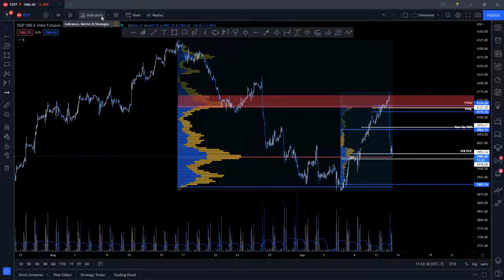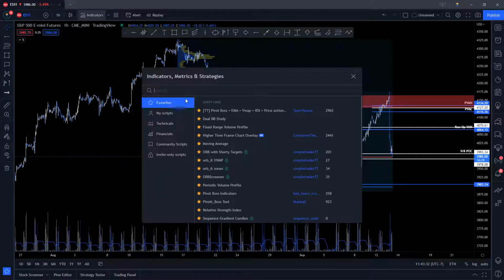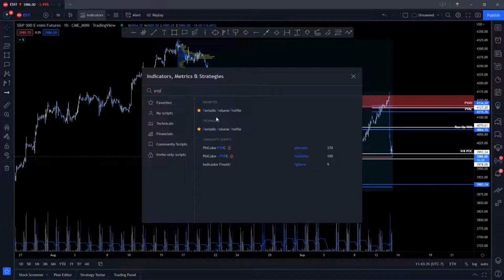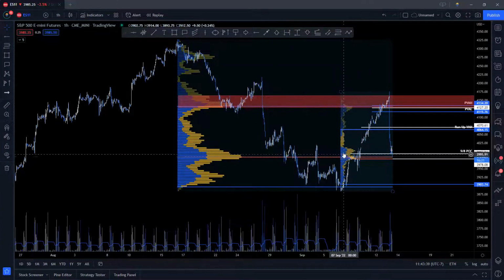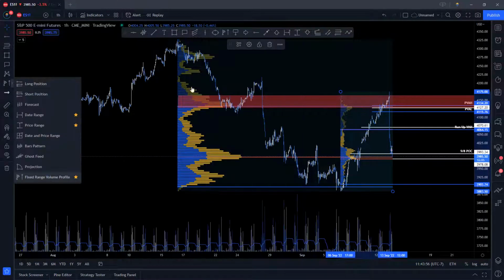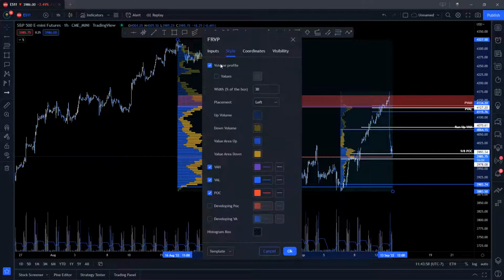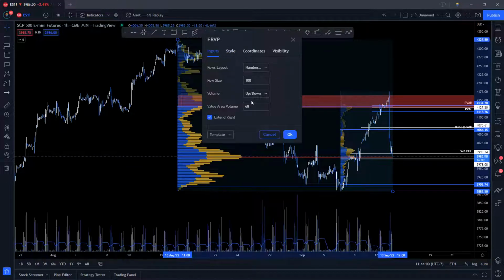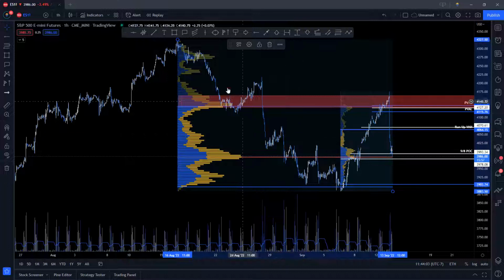Other than those two, the only other volume profile that I use is PVP, periodic volume profile. Actually, sorry, before I get into this, fixed range volume profile, the settings are going to be pretty much the same as the SVP. So you can search for FRVP to find the fixed range volume profile if you want, or it's here on the menu bar there. Row size 100, value area 68%.